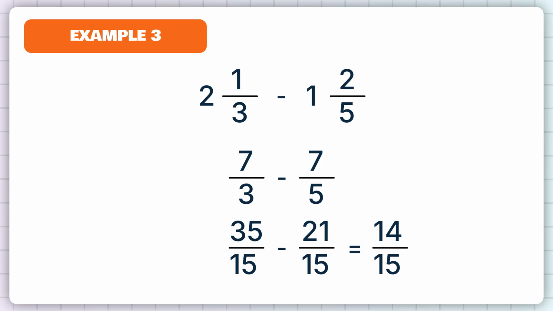These examples demonstrate how to tackle subtraction of fractions in various scenarios. With practice, these steps will become second nature, allowing you to confidently approach any fraction subtraction problem you encounter in your GCSE exams.